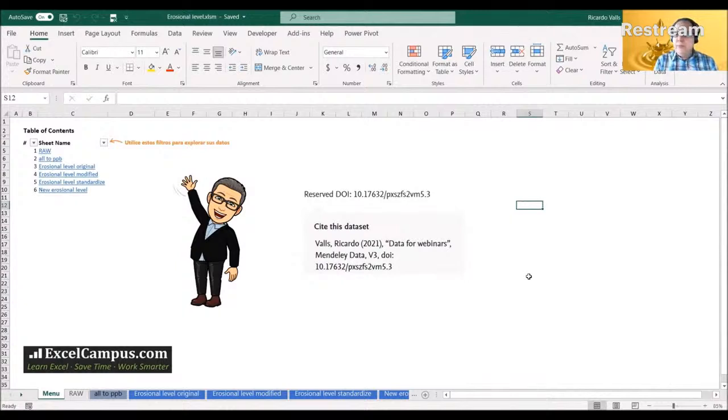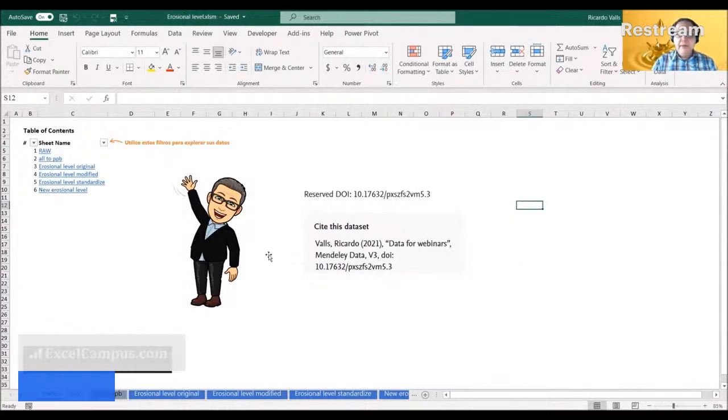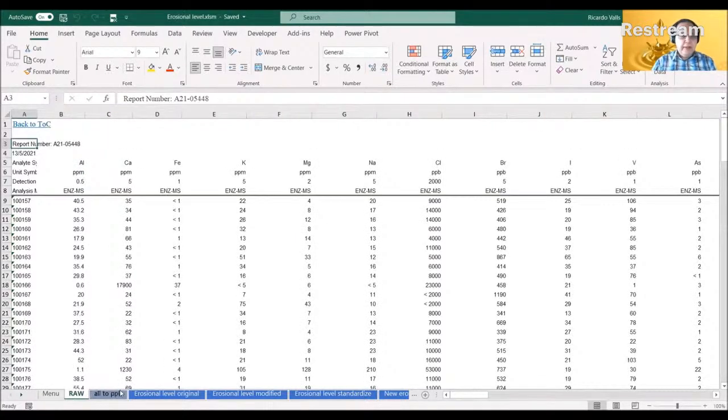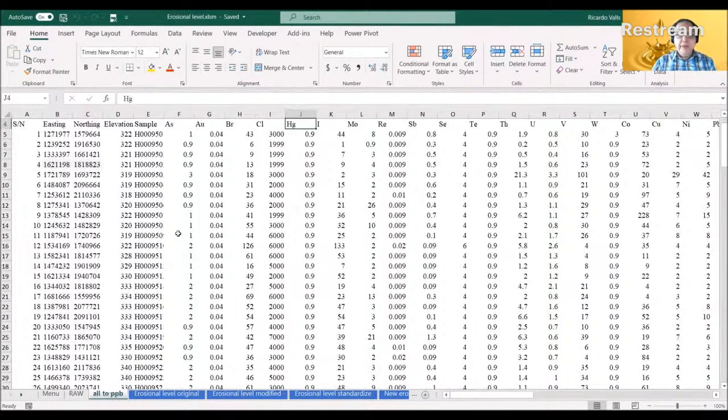Anybody that would like to work with this data, you can come here. This is in Mendeley data. You can download this Excel table. It consists of original raw data, then all the material was converted to ppbs, so it will be one unit, and it contains also UTMs and data from the elevation.